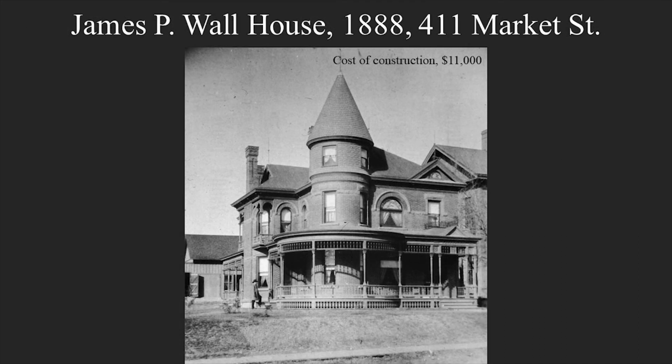James Wall, we've seen his name pop up once or twice. He was a contractor, and he built this masonry house with a great tower in 1888 at 411 Market Street. The cost of construction of this house was $11,000. This house was razed when a new Webster Elementary School was built in 1938.